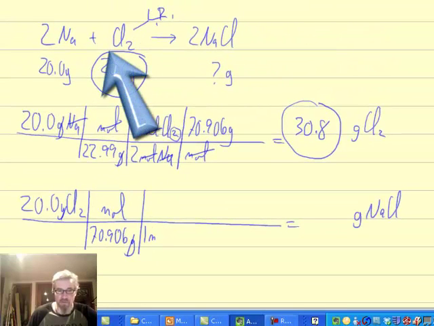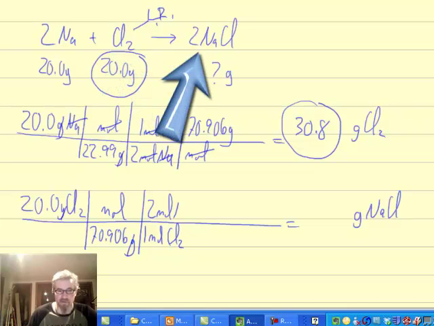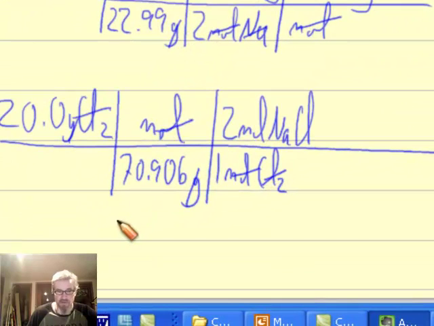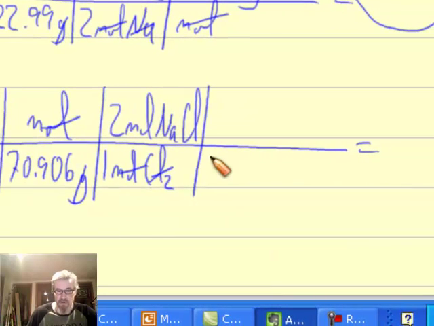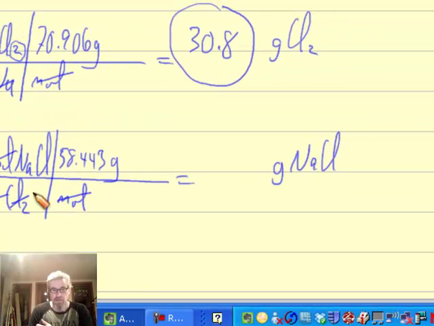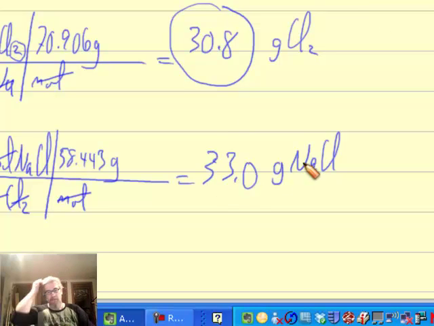The mole ratio is 1 mole of Cl2 for every 2 moles of NaCl. This cancels off my moles of Cl2 and leaves me with moles of my product, but I want grams. So I'm going to use the molar mass of NaCl, which is 58.443 grams per mole. Now moles are gone, grams of NaCl is my unit, and I just do my arithmetic to get my answer. To 3 significant figures, this answer comes out to 33.0 grams of sodium chloride.